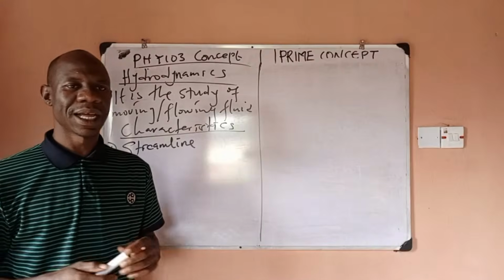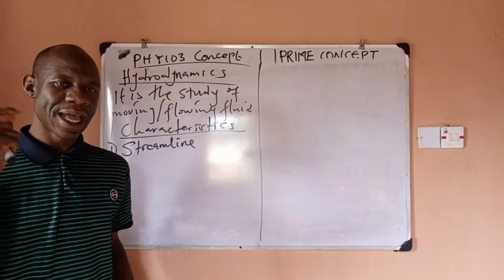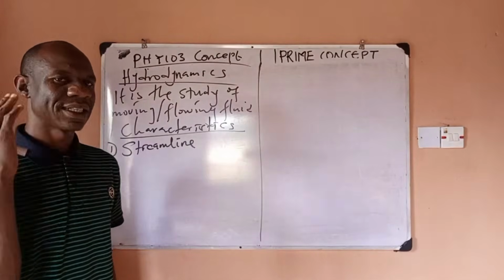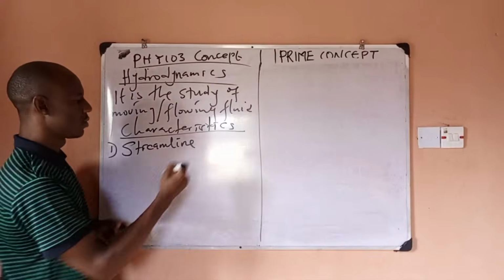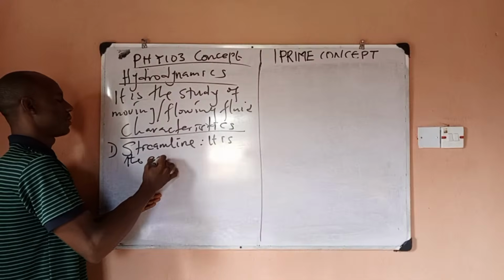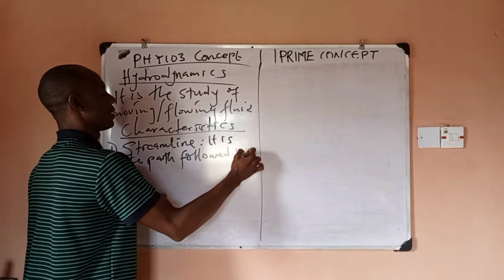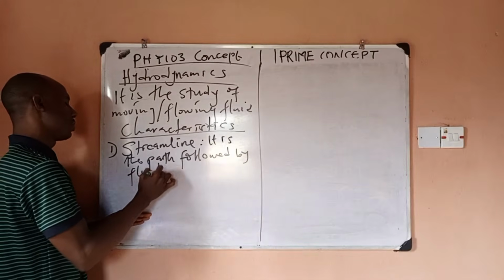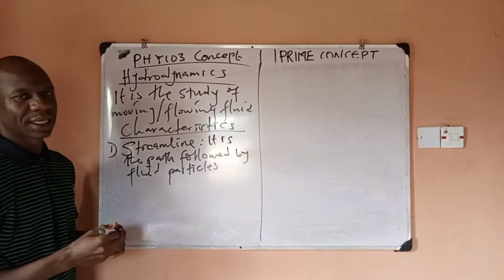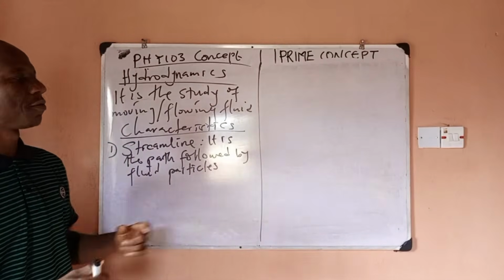What is a streamline? A streamline is the path that is followed by every particle of a fluid. It is the path followed by fluid particles. That is a streamline, right? It is the path that is followed by particles of a fluid.